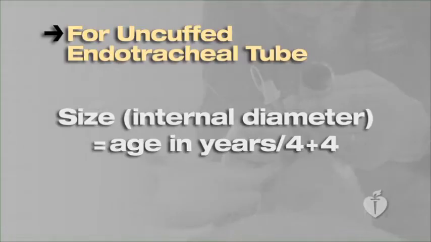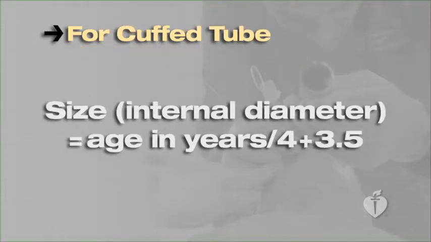The new AHA guidelines for CPR and ECC recommend the following formulas for calculating endotracheal tube size. For uncuffed endotracheal tube, age in years divided by 4 plus 4. For cuffed tube, age in years divided by 4 plus 3.5. All equipment, such as suction equipment, should be tested and ready for use. Specific equipment assembly will be reviewed in your skill station.